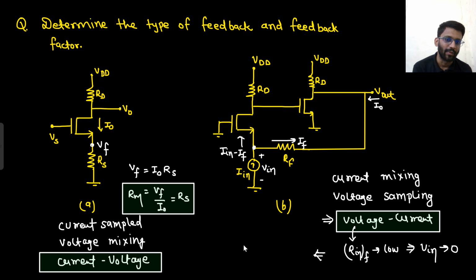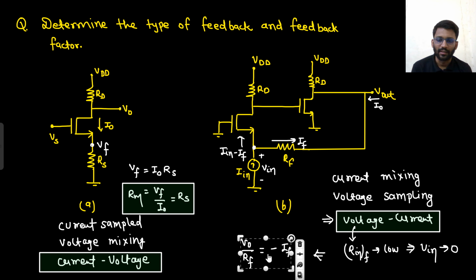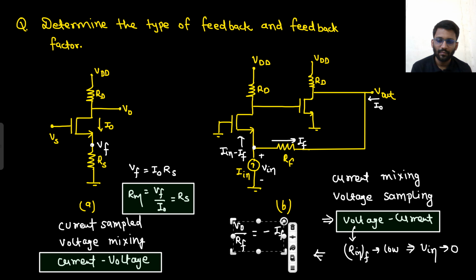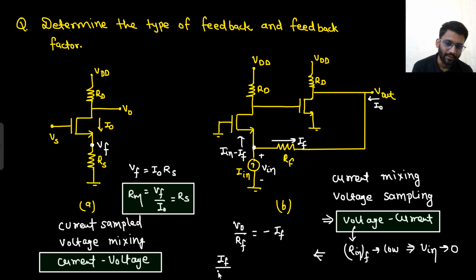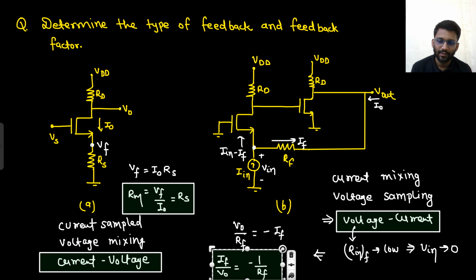So what you can conclude from here? That your V0 by Rf is equals to minus If. What will be your feedback factor? That would be If by V0. That would have been minus 1 by Rf. So this was the solution of first one.